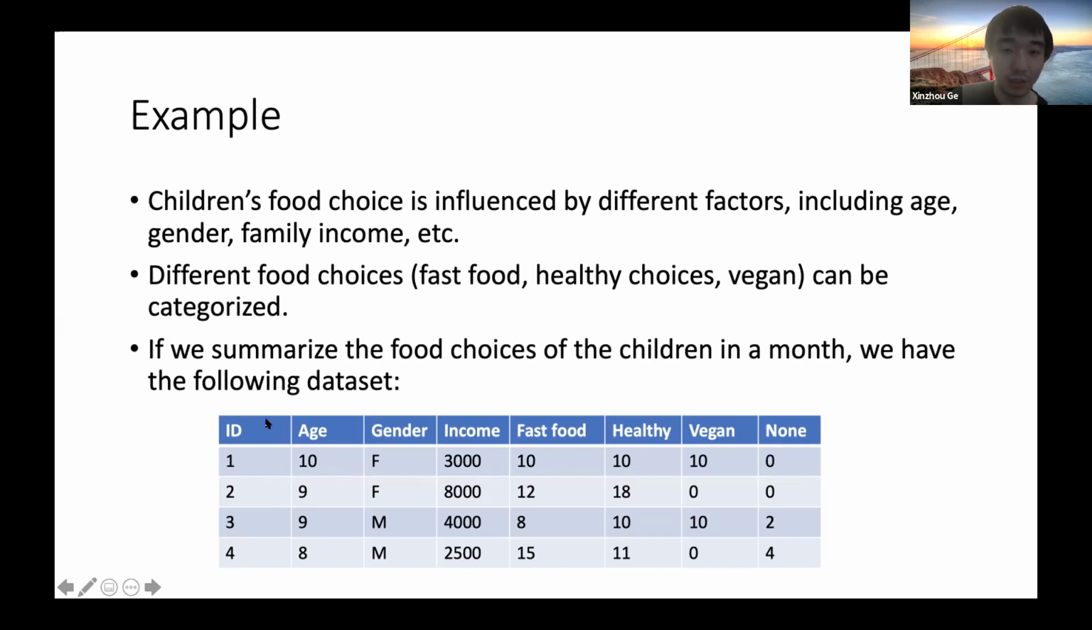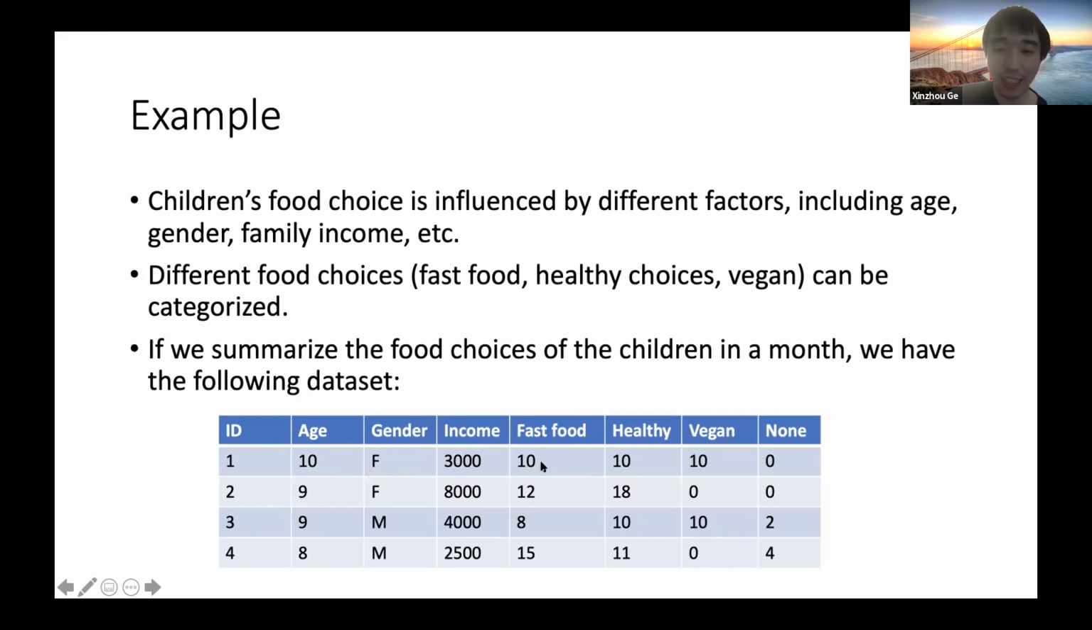So here, the first 4 columns are the covariates of the children, including their age, gender, and income. And also, we have some columns which are about the summarized food choice of these children. So here we categorize the food choice within a month into 4 categories: fast food, healthy food, vegan, and none.